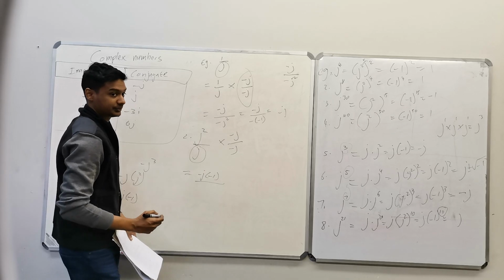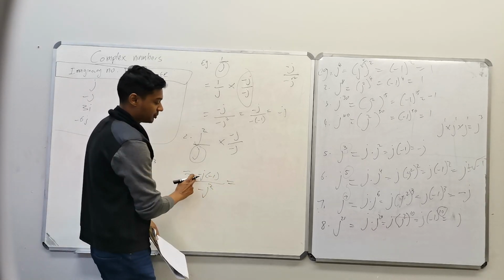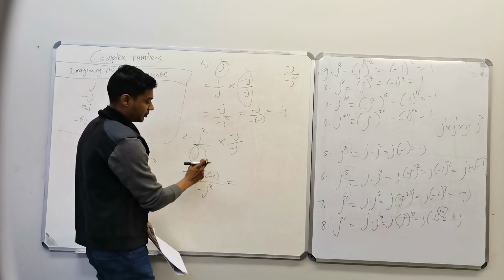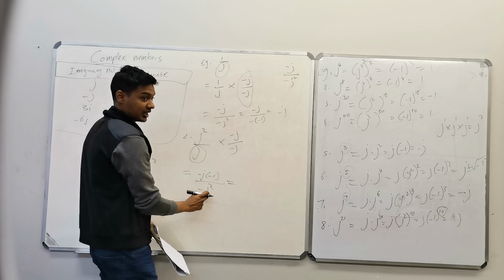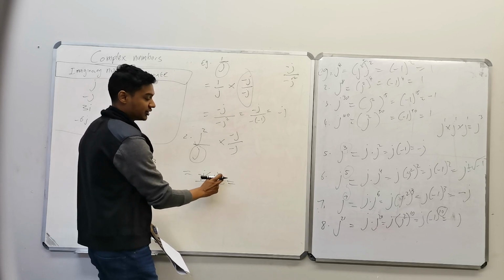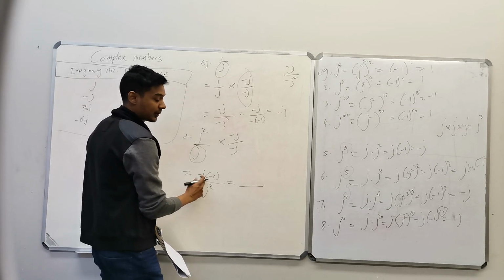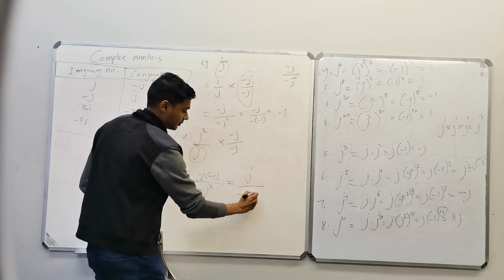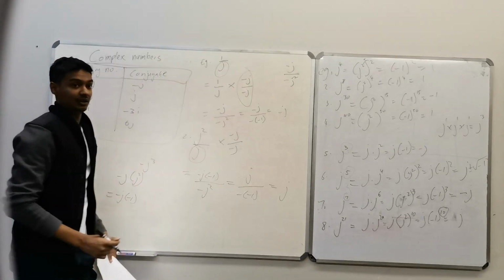j times minus j is minus j squared. This becomes positive on the top, am I right? At the bottom here, j times negative j is negative j squared. Now let's work on the numerator. It will be positive j. What is j squared? Minus 1. Minus 1. Answer is j.